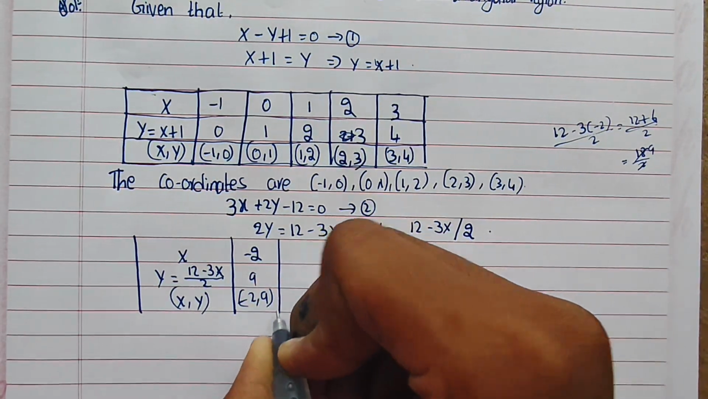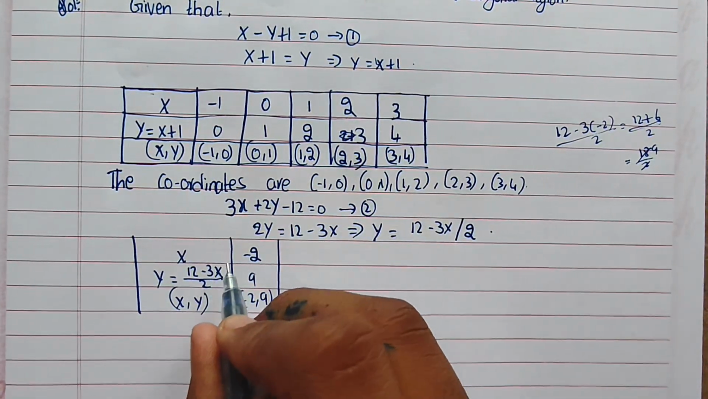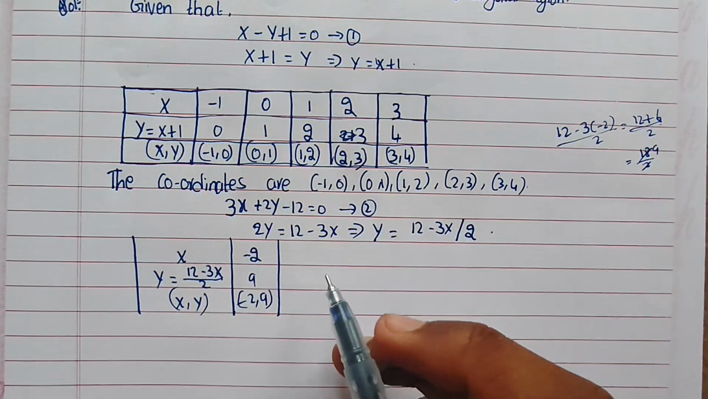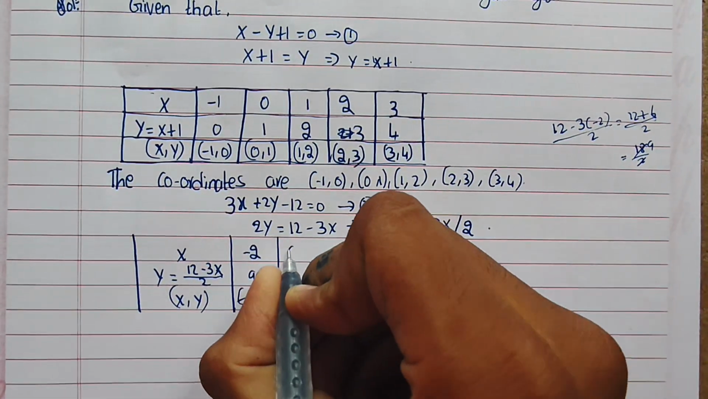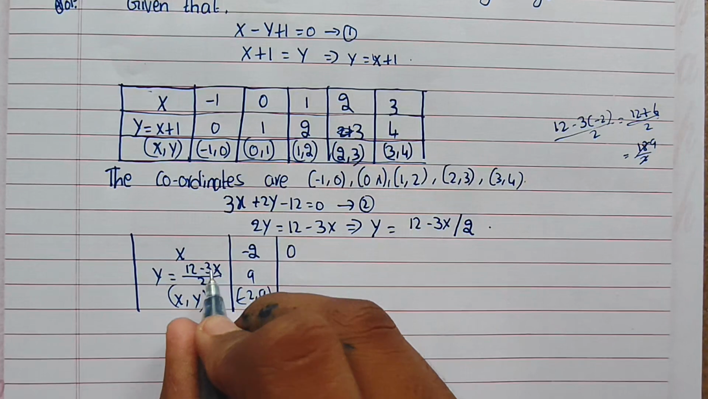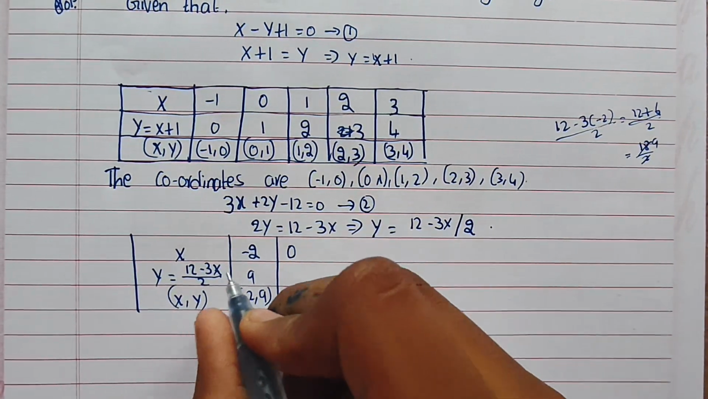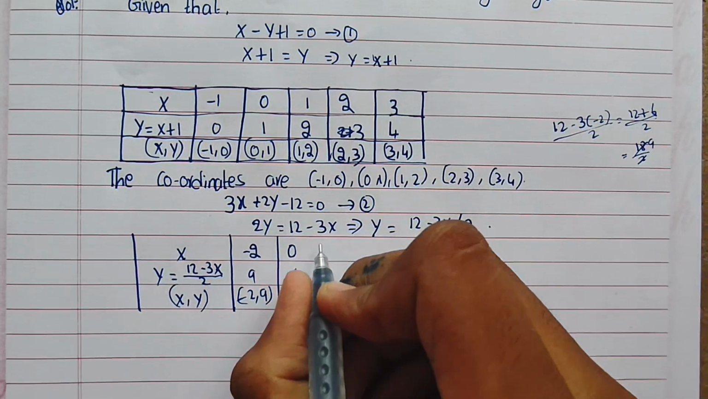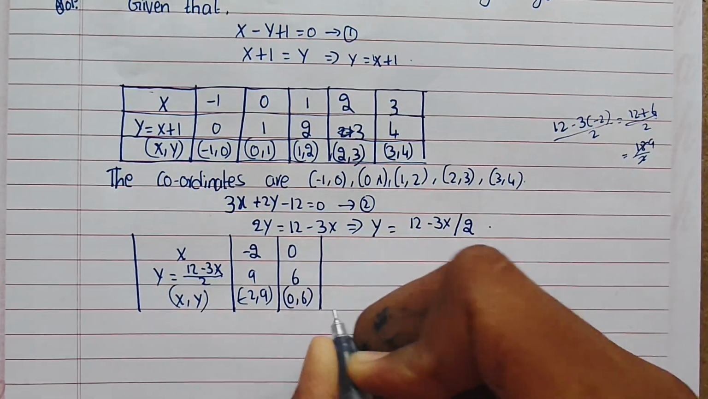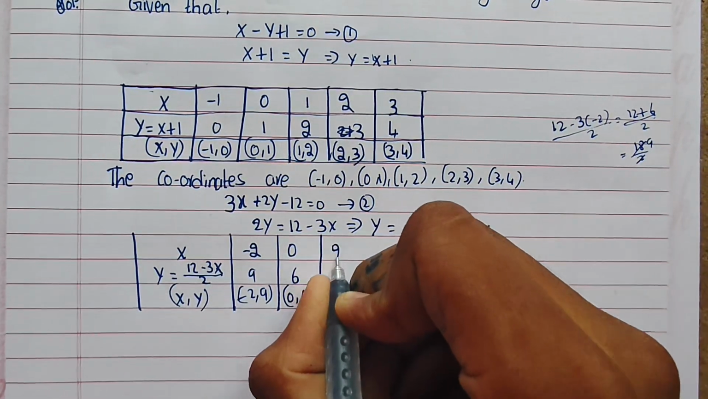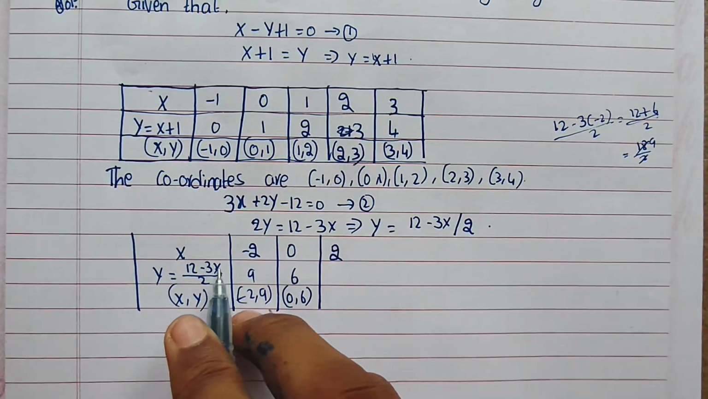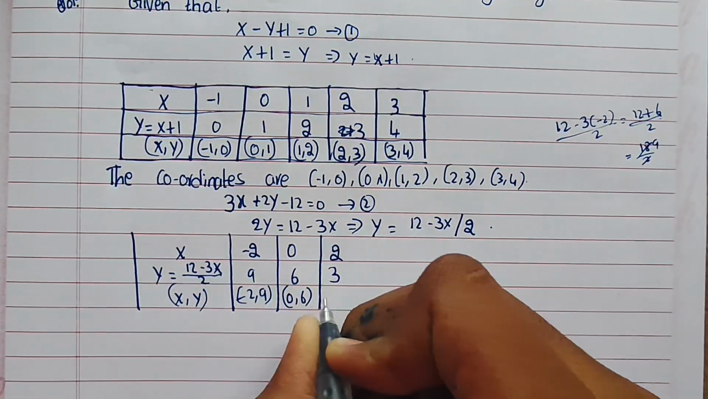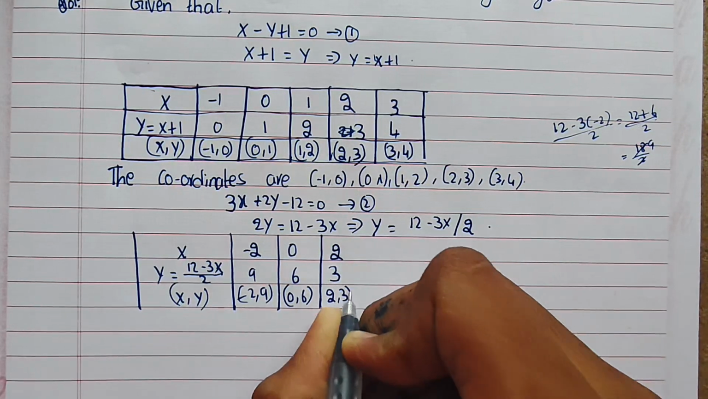After, in place of x, if we keep minus 1, the result of y will be in fraction form. So I am keeping 0. 3 into 0, 0. 12 minus 0, 0. 2 6s are 12. 0 comma 6. After, in place of x, I am going to keep the value 2. 3 2s are 6. 12 minus 6, 6 by 2 means 2 comma 3.